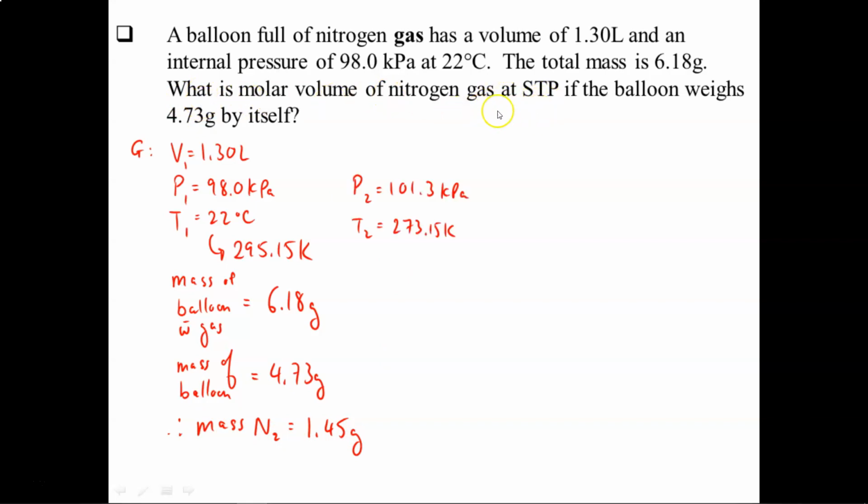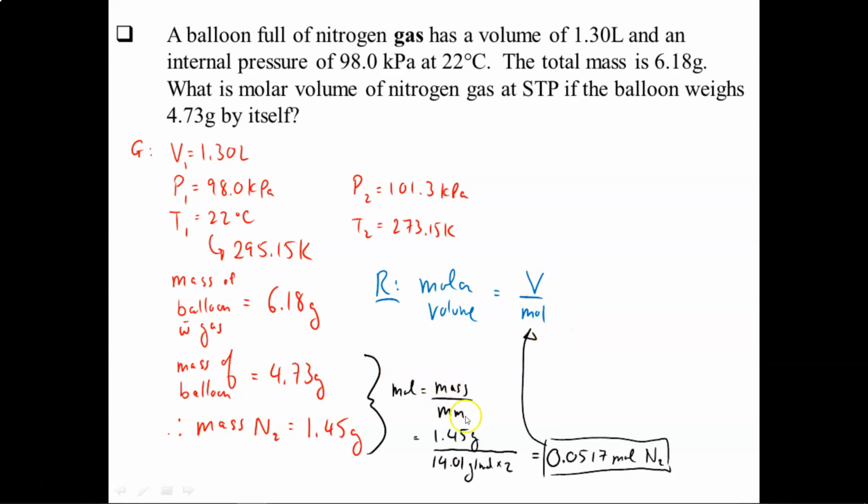So because they're giving me a new set of conditions, I need to have P2 now and T2 and label these ones as V1, P1, T1. So one situation, another situation. Now it's asked me to solve for molar volume, and if you recall, the units for molar volume are in liters per mole. Since liters is the units for volume and mole is the unit for mole, the equation is volume per mole. So now I need to calculate volume and mole.